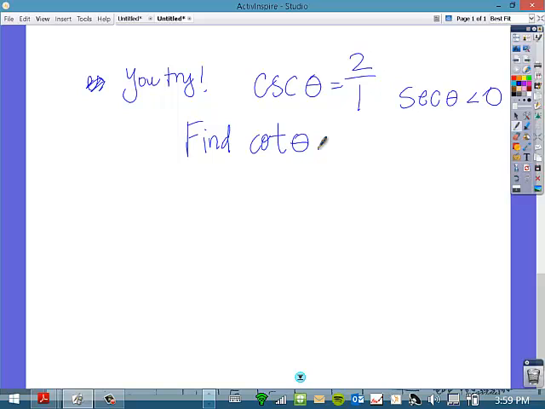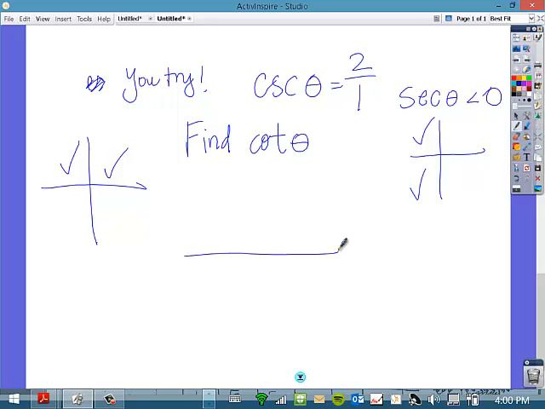Alright, so cosecant of theta equals 2 means where's cosecant positive? Meaning where is sine positive? Sine is positive in the first and the second. Secant is less than 0, meaning where is cosine less than 0? Cosine is negative in the second and the third. So which quadrant do they have in common? The second quadrant. I'm going to draw my triangle in the second quadrant.